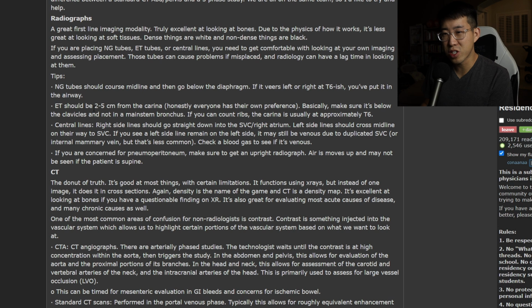ET tubes should be 2 to 5 centimeters from the carina. Honestly, everyone has their own preference. I usually say 3 to 5 centimeters when I'm teaching med students. Make sure it's below the clavicles and not in a main stem bronchus. If you can count ribs, the carina is usually at T6.